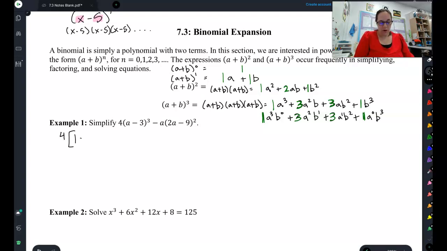So I have 1a cubed, and then I'm going to replace my b with a negative 3, plus 3a squared, replace my b with a negative 3. And then I have 3a to the first, replace my b with a negative 3. And finally, plus 1a to the 0, replace my b with a negative 3.